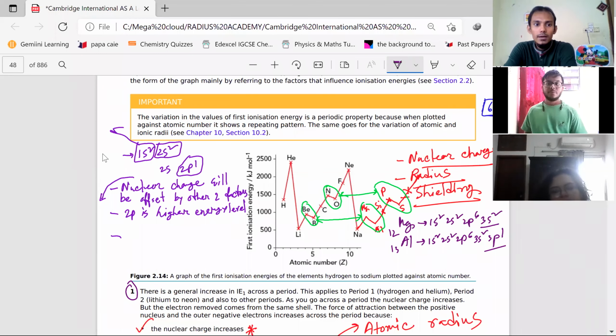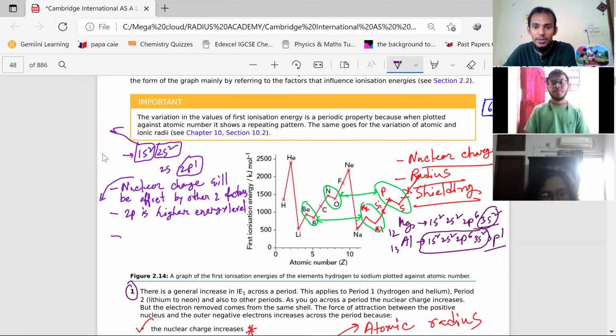So 3p1 is a bit higher energy level than 3s2. Number two, the 3p1 electron will get shielding from 1s2, 2s2, 2p6, 3s2, all these subshells, whereas the 3s2 will get shielding from 1s2, 2s2, 2p6 only. There will be added shielding from 3s2 in aluminium. So these two factors will outweigh the increased nuclear charge in aluminium. Same explanation.